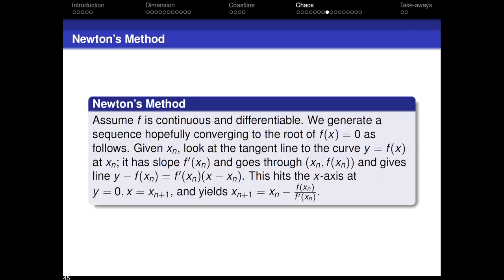And so what you can do is you can write down the equation of the tangent line going through the point xn, f of xn, with slope f prime of xn. And when the dust settles, you get y minus f of xn is f prime of xn times x minus xn. The next solution is going to be when it hits the x-axis. So y is going to be 0 there. x is going to be xn plus 1, the next guess. And when you solve, you get xn plus 1 is xn. Great, that was my previous guess. And this tells me how much I move: f of xn divided by f prime of xn.